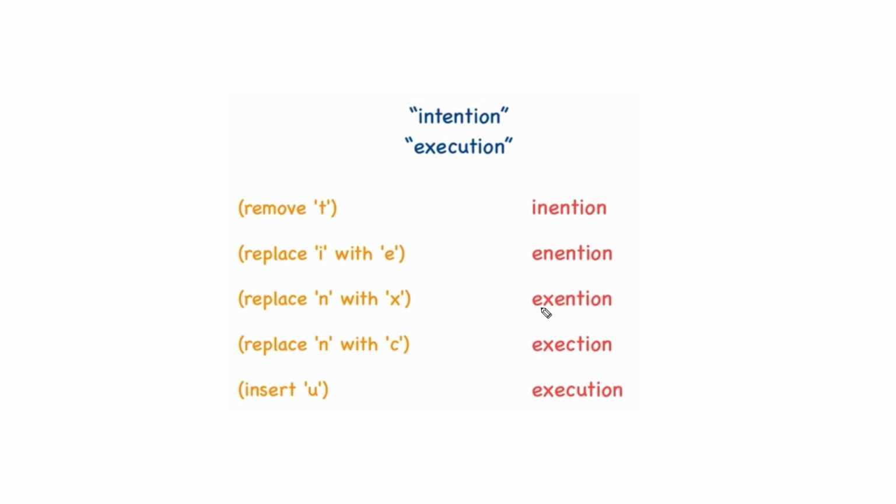So it becomes EXENTION. At this point we have performed 3 operations and we still want C. So we are going to replace N with C and it becomes EXECTION. At this point it's just the same as the EXECUTION string, except we'd have to add the letter U, and this is the fifth operation that we'll be performing, and we get EXECUTION as the final answer. So the edit distance in this case would be 5.